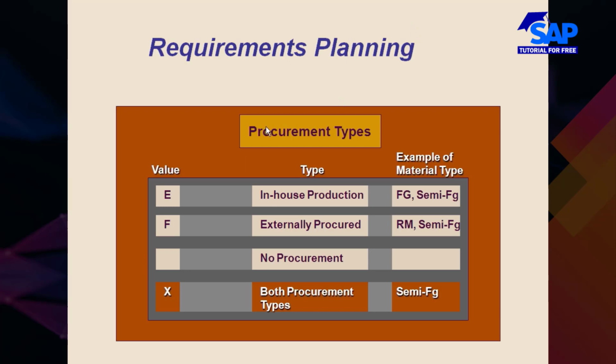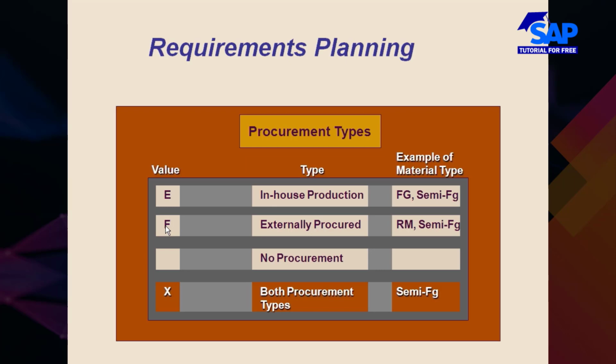Okay, so what this procurement type indicator does is determine whether this material is to be procured externally or is an in-house produced material. So procurement type is also considered as one of the parameters which will automatically come from the material type, right? We have got 3 types of procurement types. One is E, in-house production material. Normally this type of procurement type is assigned to the material types finished goods or semi-finished goods.